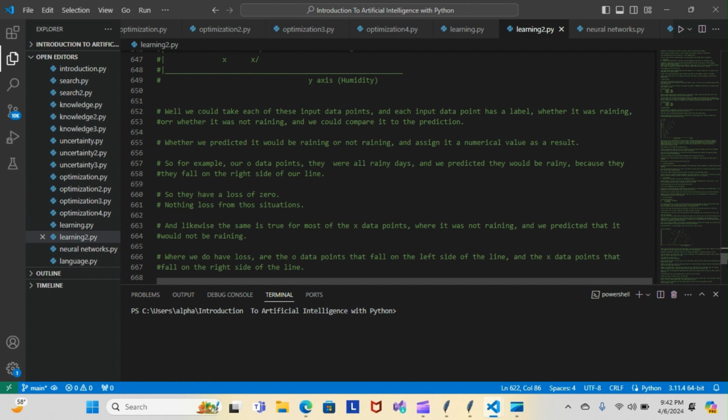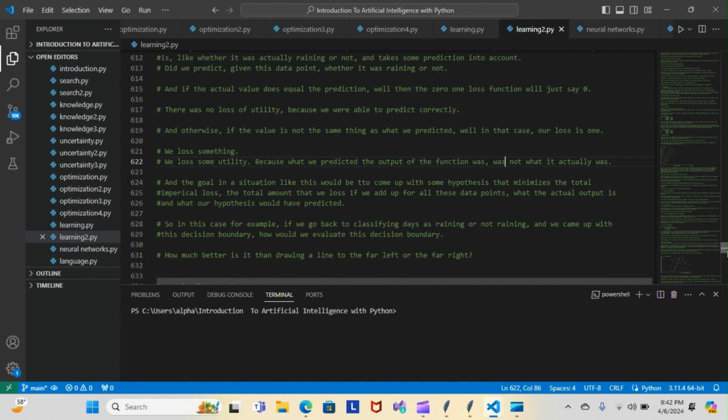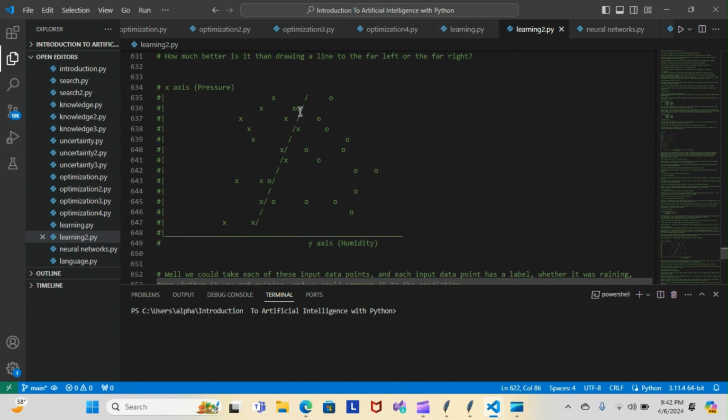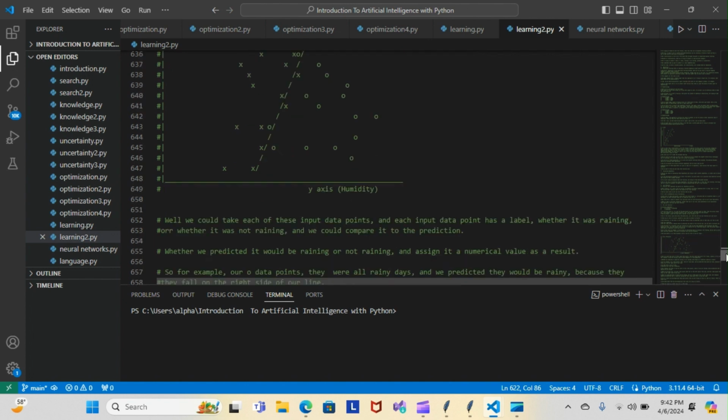And likewise, the same is true for most of the X data points where it was not raining and we predicted that it was not raining. Where we do have loss are the O data points that fall on the left side of the line and the X data points that fall on the right side of the line. Let me go back so I can show you that. So you can see here we have the O's on the left side of the line. We have some X's on the right side of the line. So that's where we have a little miscategorization right there.